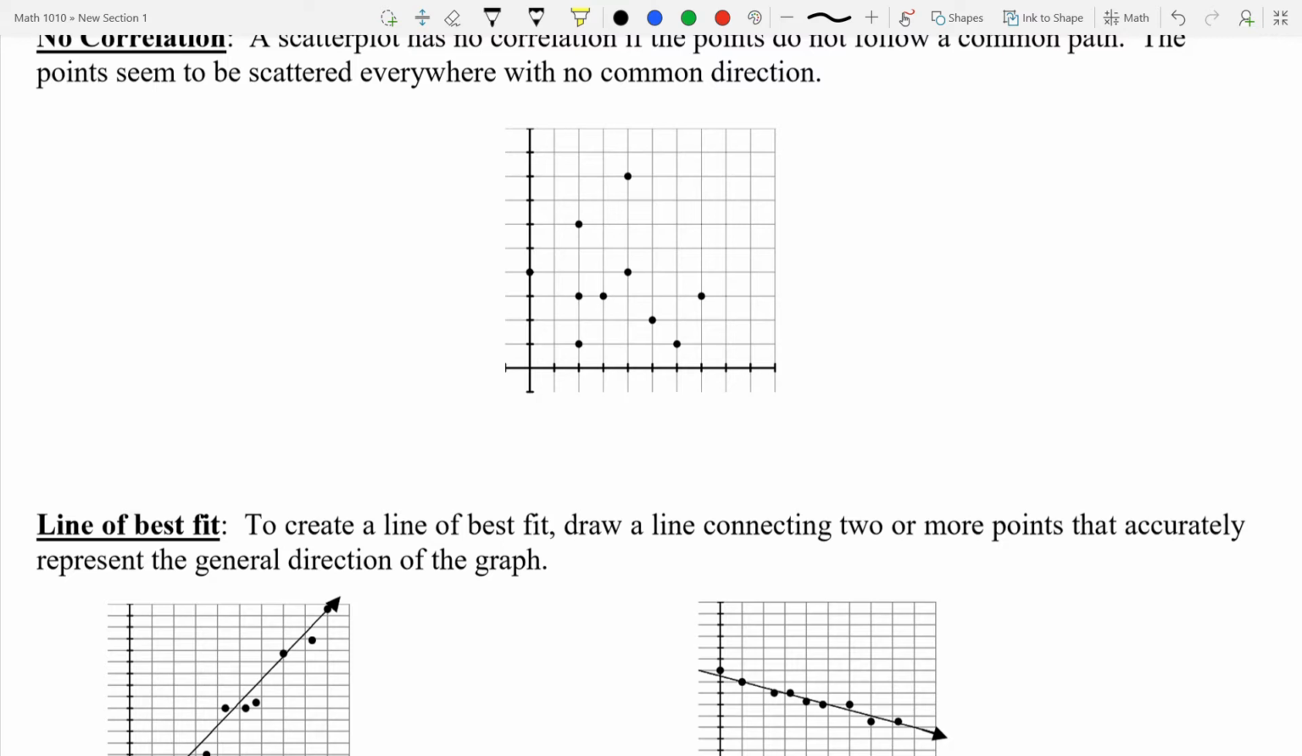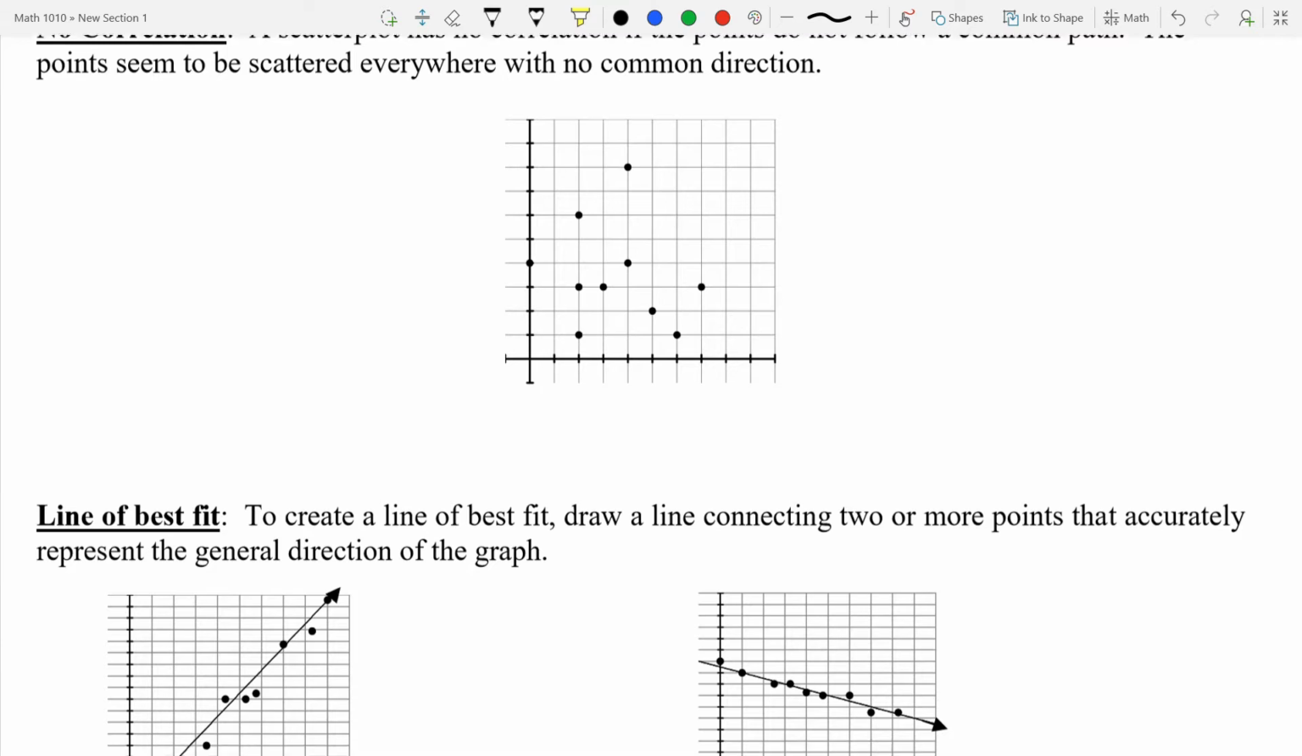This one right here, there's no correlation between those points. I can't draw a line that hits it. They're just all over the place. So, you know, there's no correlation.